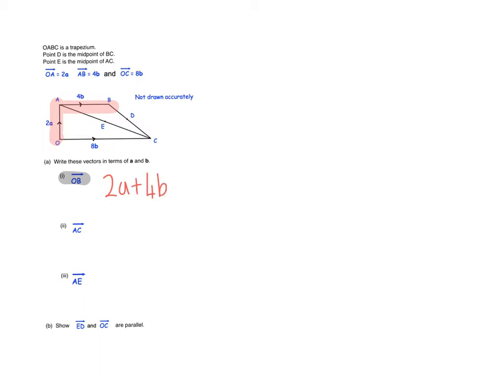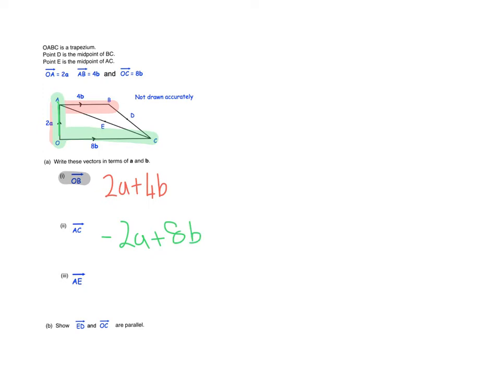A to C. So here's A. And I can't go along E and D because they're not called anything. So I need to go against 2A and with 8B. Against 2A is minus 2A and with 8B is plus 8B.